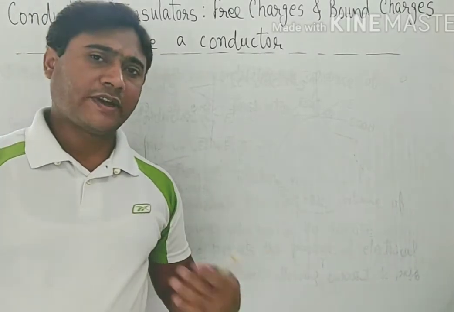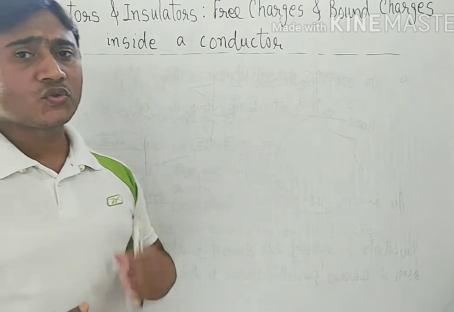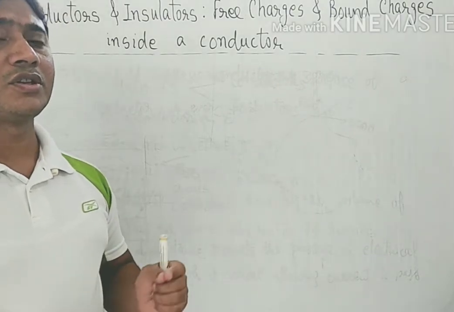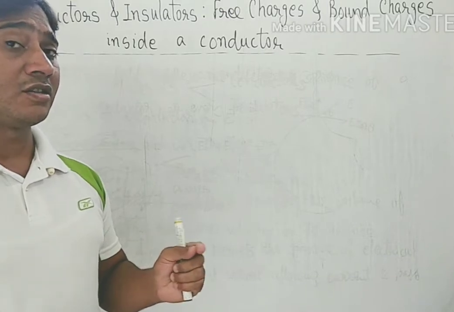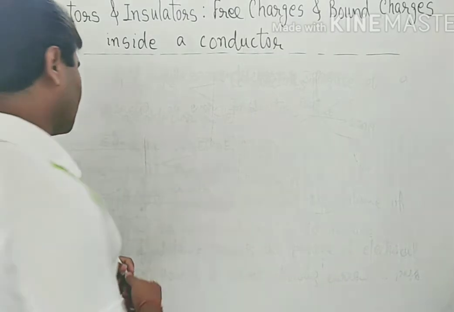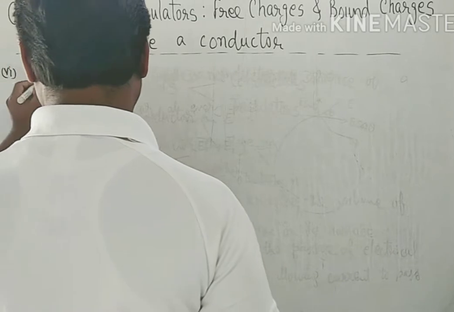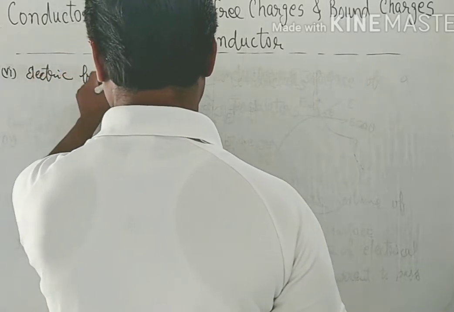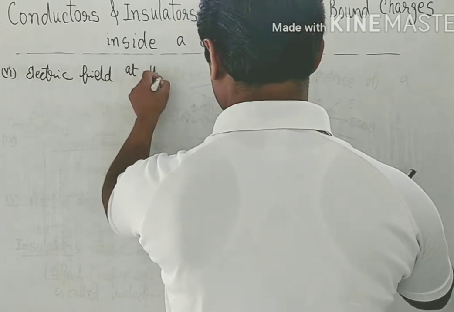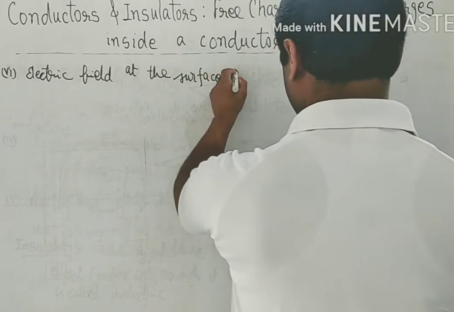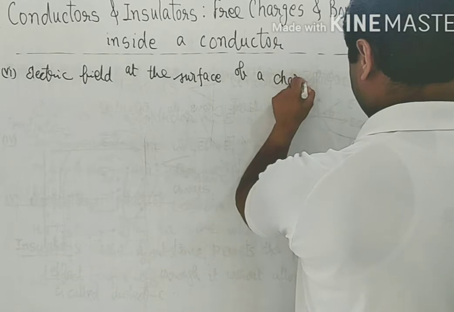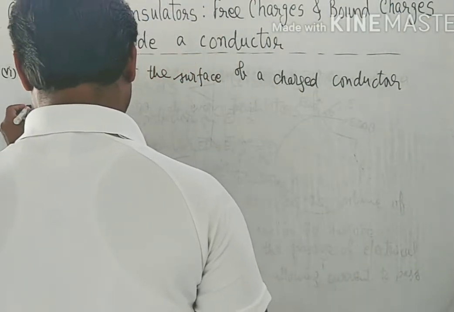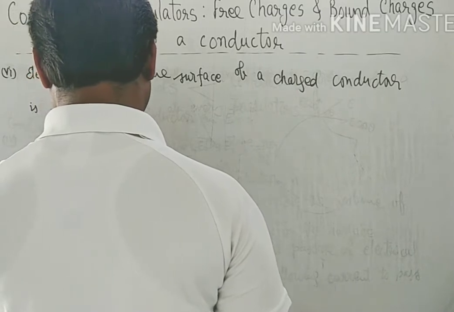Okay, now for the sixth fact about the conductor, we can say the electrostatic field at the surface of a conductor is sigma upon epsilon naught times n cap. n cap is the unit vector at that point normal to the surface. So let me write this fact. Sixth fact: electric field at the surface of a charged conductor is sigma upon epsilon naught times n cap.